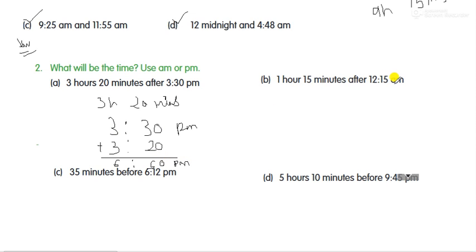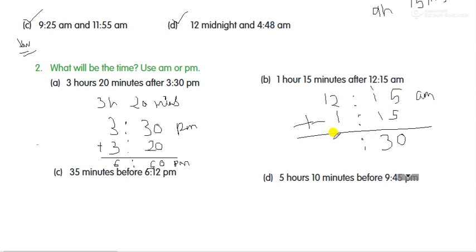Here 12:50 AM. So after 1 hour 15 minutes, what is the time? So here 12 hours 50 minutes AM, so add 1 hour 15 minutes. Now 5 plus 5 is 10, 1 carry here, so it's 30 minutes. 12 plus 1 is 13 hours. So it's 13 hours 30 minutes. It's AM. Now here C and D, do them by yourself as homework.